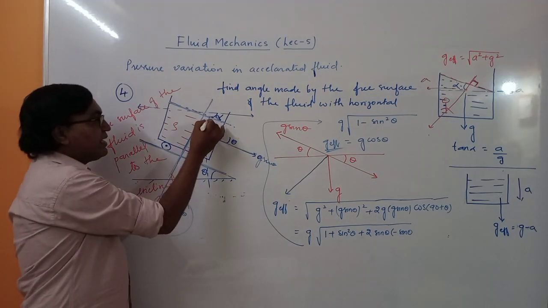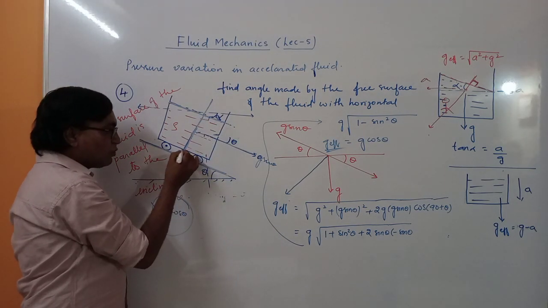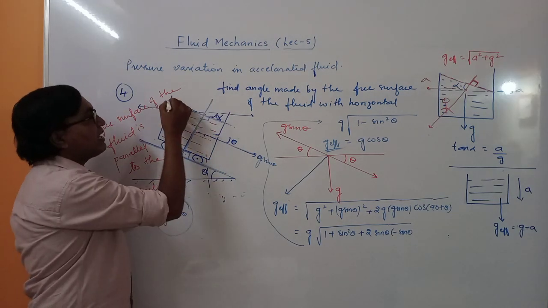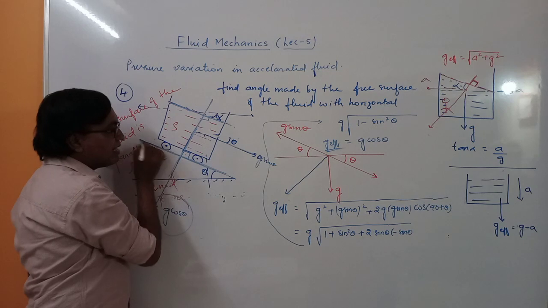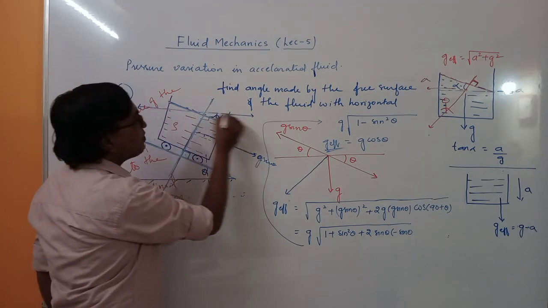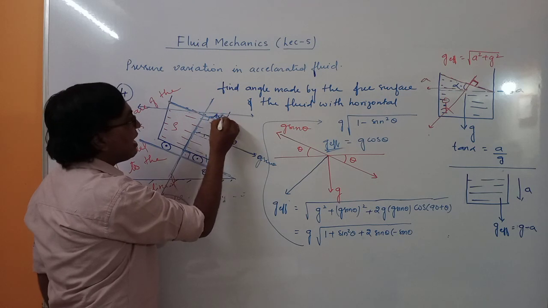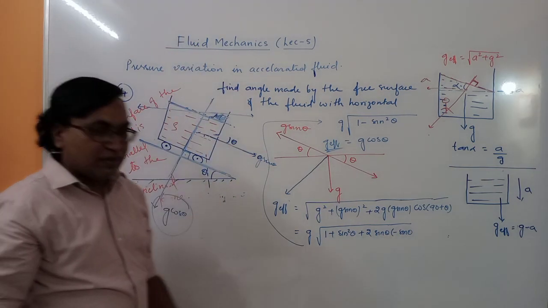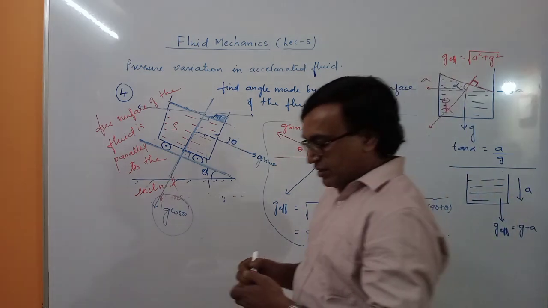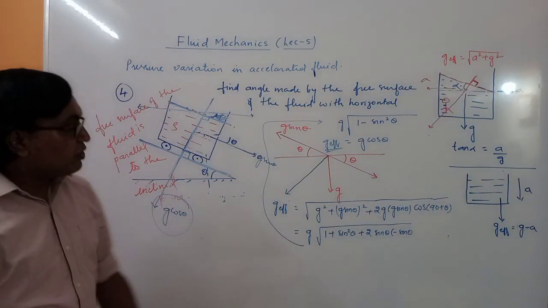So this is perpendicular here, and this is also perpendicular here. We have just proved that the free surface is parallel to this inclined plane. Then with g cos theta, the free surface must make an angle theta with the horizontal. Yes, so this was our problem.